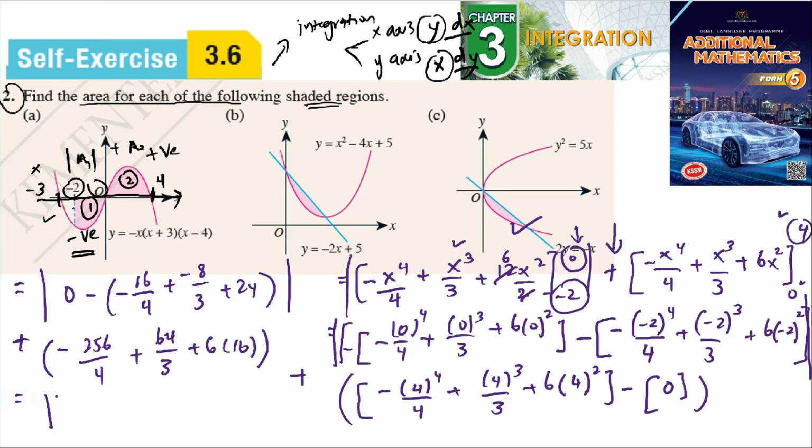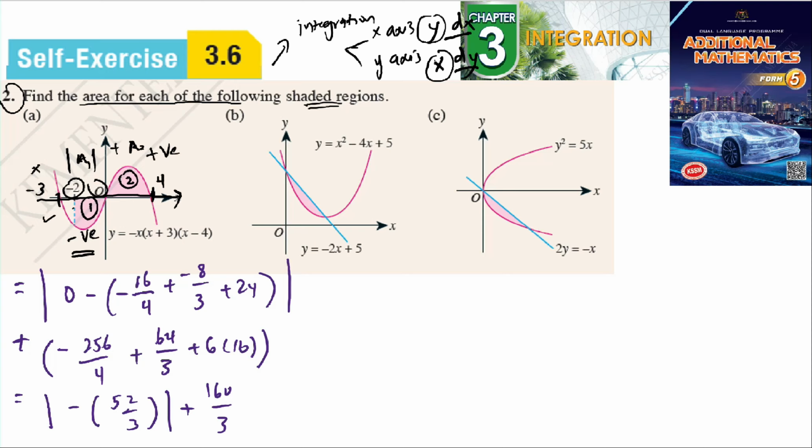So here you see 0 minus a negative. This one you will get 52 over 3 modulus. So this one is plus. When you key in your calculator, you will get 160 over 3. We see this one we get a negative value, but since we have a modulus function, we will get 52/3 plus 160/3. So here we will get 212/3 unit square.